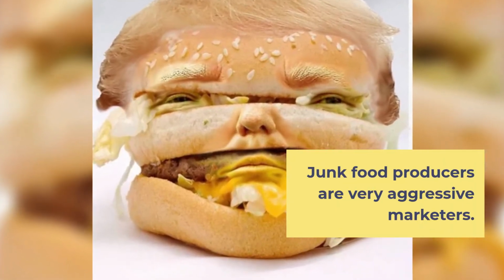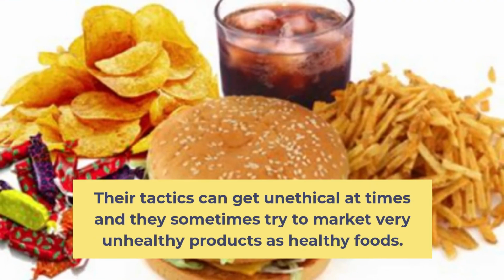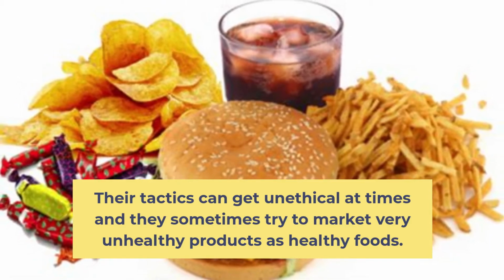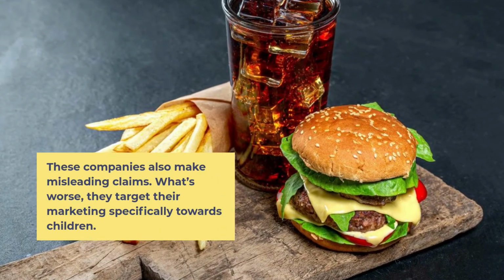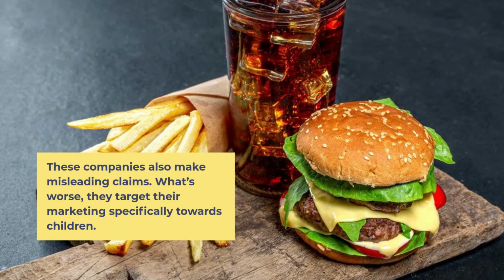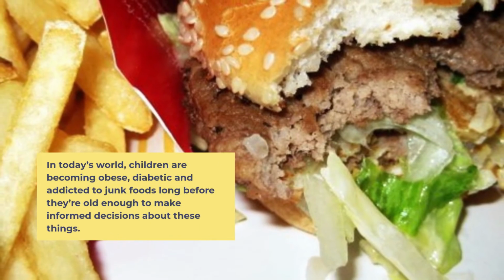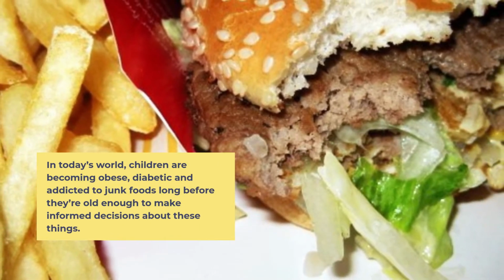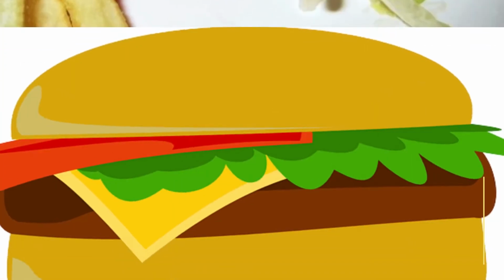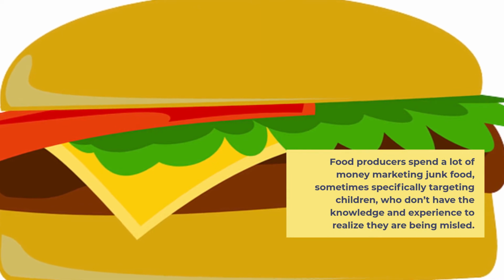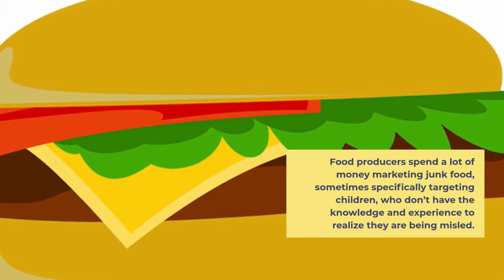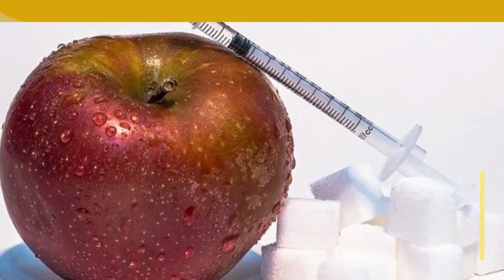Junk food producers are very aggressive marketers. Their tactics can get unethical at times, and they sometimes try to market very unhealthy products as healthy foods. These companies also make misleading claims. What's worse, they target their marketing specifically towards children. In today's world, children are becoming obese, diabetic and addicted to junk foods long before they're old enough to make informed decisions about these things. Food producers spend a lot of money marketing junk food, sometimes specifically targeting children, who don't have the knowledge and experience to realize they are being misled.